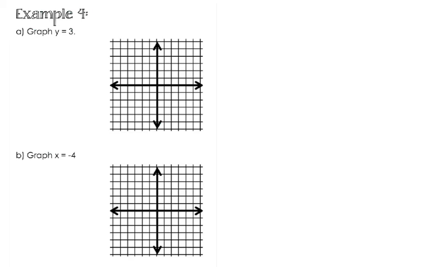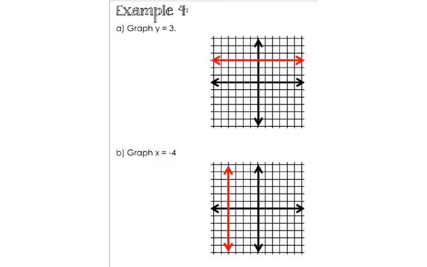Why don't you give these two a try? Go ahead and pause the video and try these two. Hopefully at this time you've paused the video and worked that out, so let's see how you did. Okay, so y equals 3 should be a horizontal line because this is a zero slope. And then x equals -4 is undefined, so it should be a vertical line.